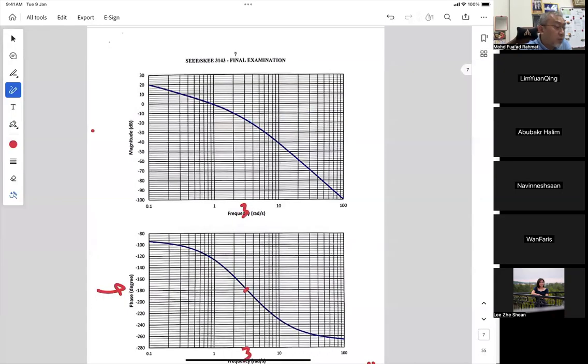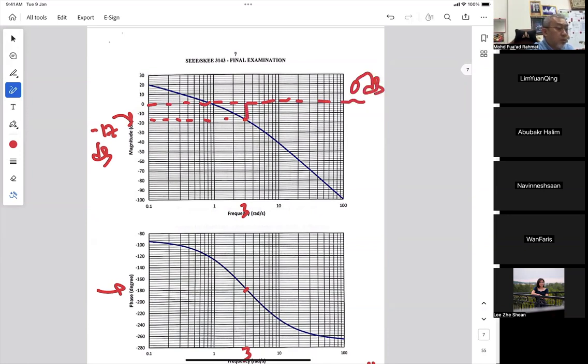At 3 radian, how many decibel here? Around negative 16. Negative 16, negative 17. Okay, right. So this is your 0 dB. So the gain margin is here. Gain margin is 17 decibel. Okay.